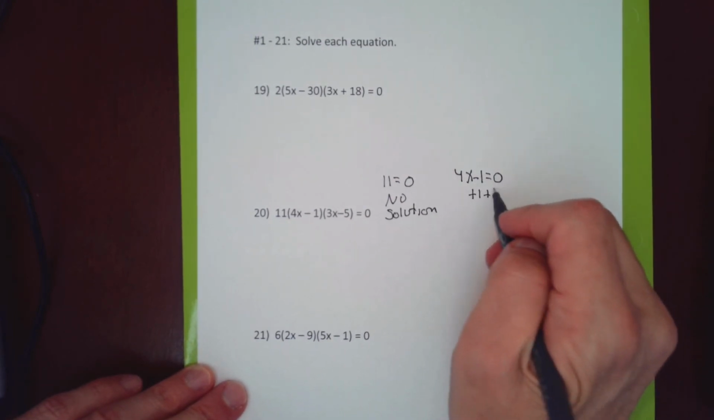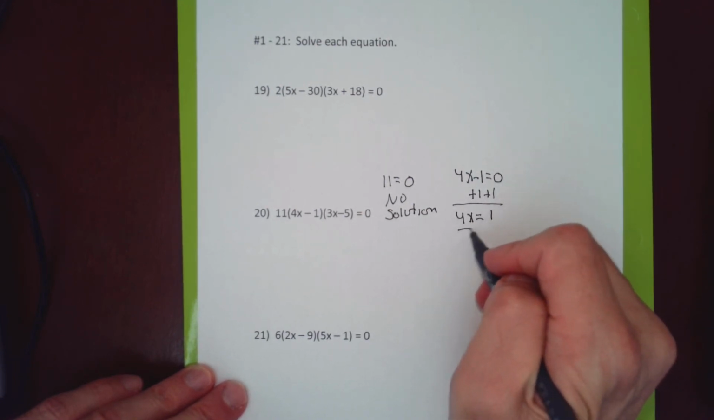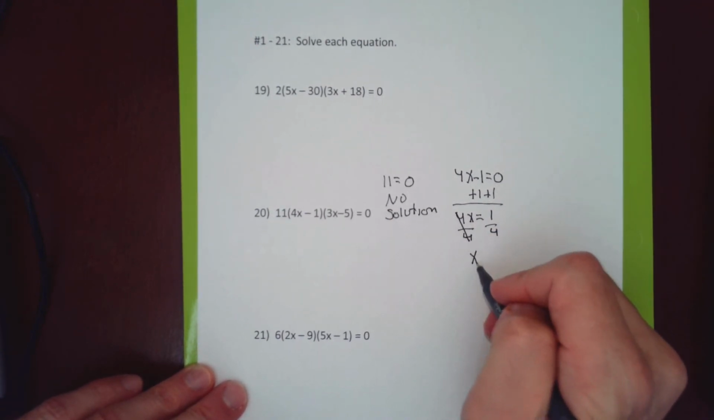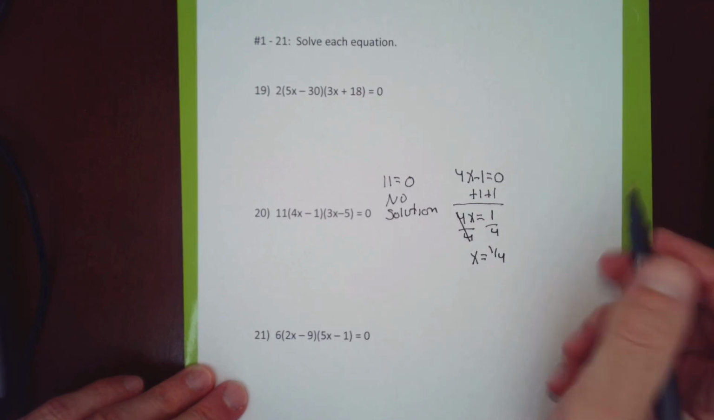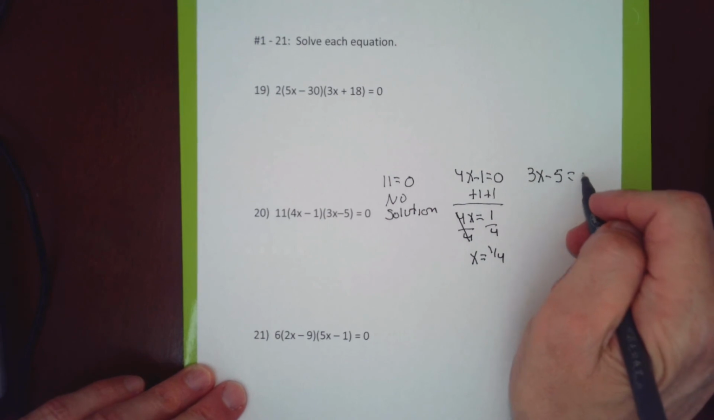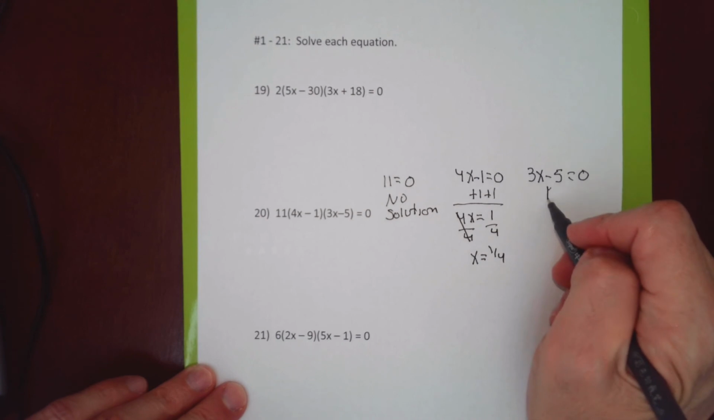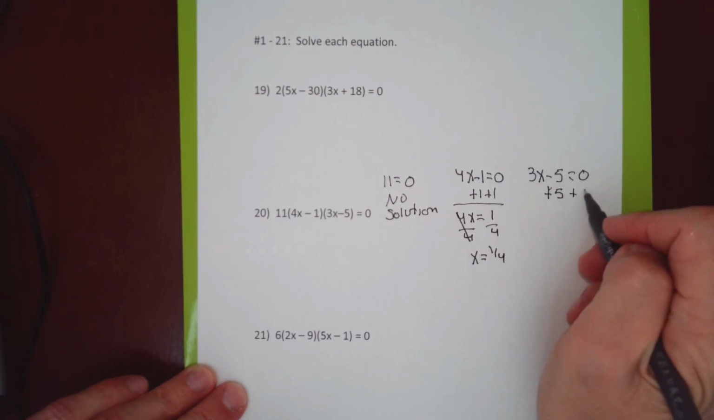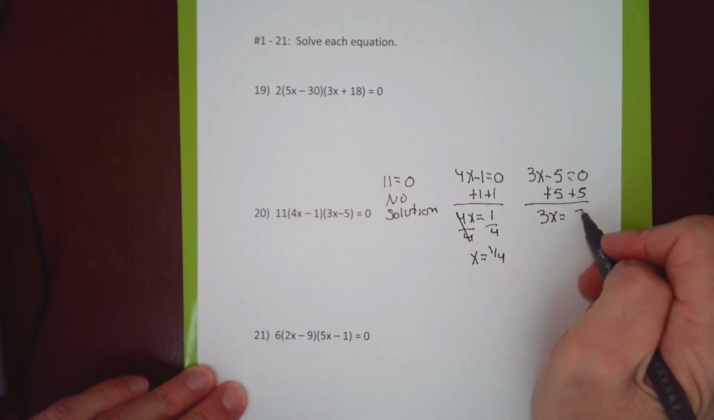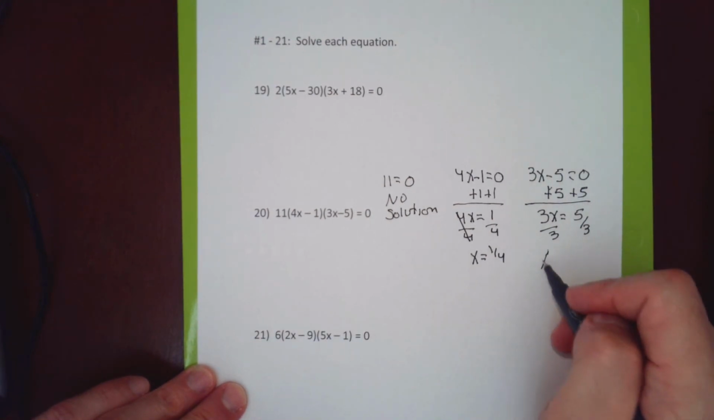The algebra would be to add 1 to both sides. That would give me 4x equal to 1, and then divide both sides by 4. Cancel the 4's on the left side, left with the 1/4 on the right side. The 3x minus 5 is going to give me a solution of positive 5/3. If you can do it in your head, do it in your head. If not, the algebra would be to add 5 to both sides. That would give me 3x equals 5. And then to divide by 3, that's going to give me x equal to 5/3.